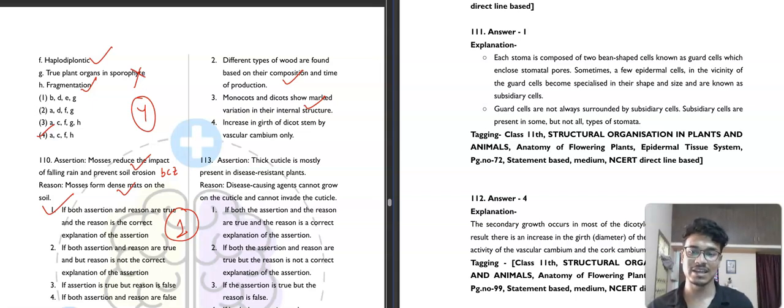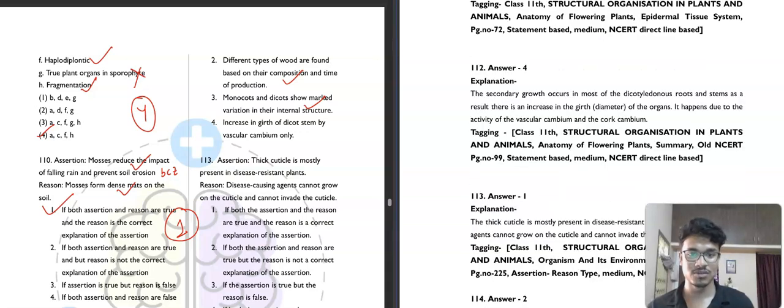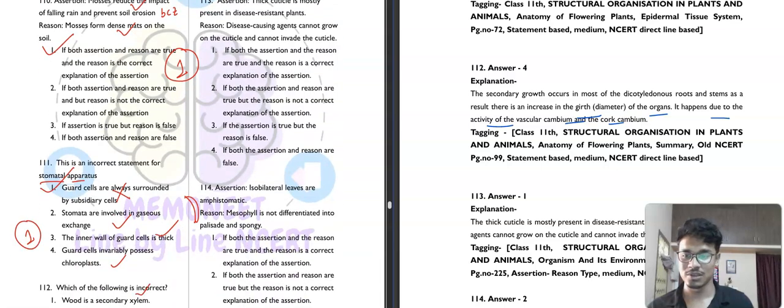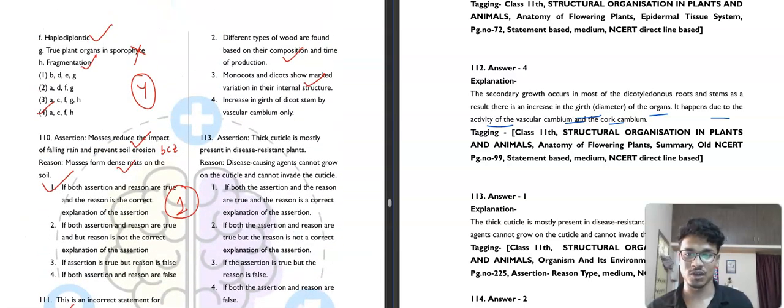Then it is saying that increase in girth of dicot stem is by vascular cambium only. So you need to understand this actually. So the secondary growth occurs in most dicot roots and stem. As a result, there is an increase in girth of organs. It happens due to the activity of vascular cambium and the cork cambium. So this one is incorrect. Not only vascular cambium, cork cambium is also included.